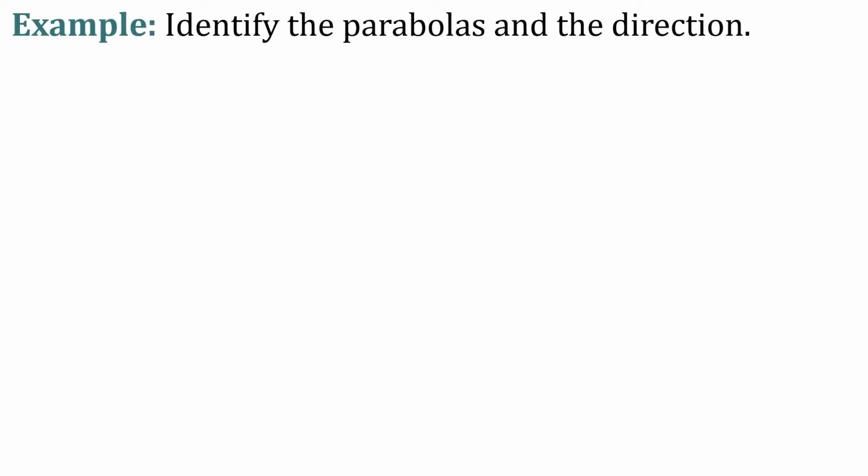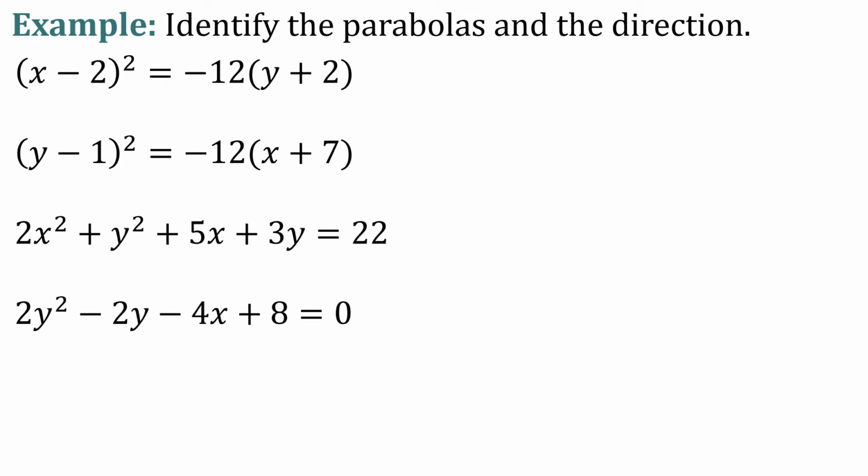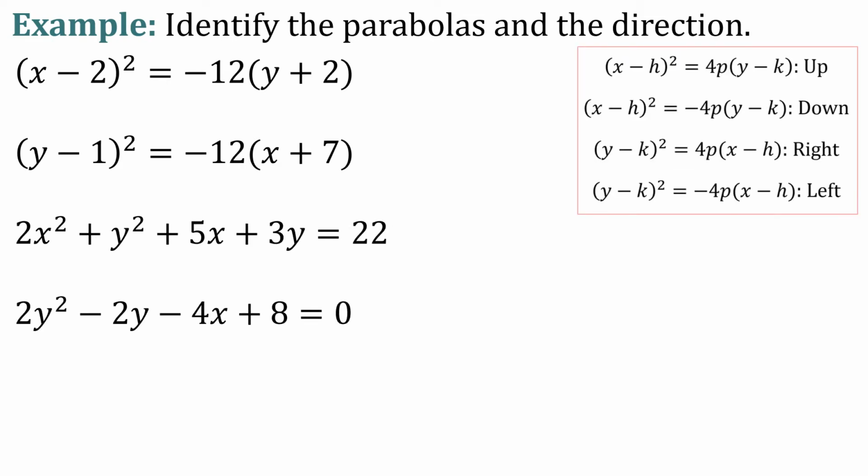Let's look at some more equations and determine if they're parabolas or not, and then determine the direction that they open. Here I have x minus 2 squared equals negative 12 times y plus 2. Is it only the x or the y squared? I see that my x is squared. I see that my y is not squared. I have my p and everything out here in the front. So this is indeed a parabola.